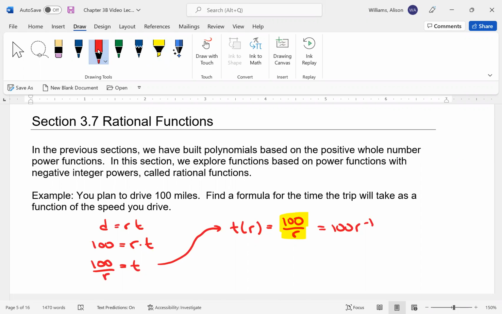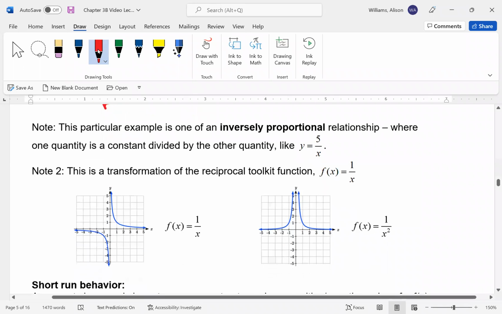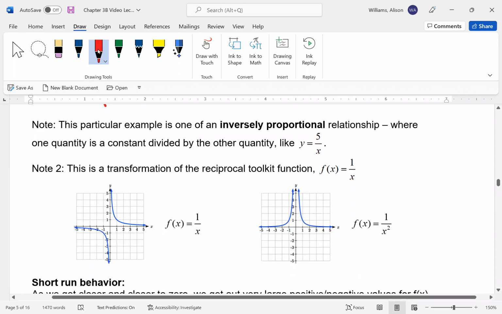Okay, so we dive in a little bit on this. First, this type of equation is called an inverse proportional relationship. You might have heard that before. That's when one quantity is divided by another, like in this example, y equals 5 over x. You might have heard of that in a previous class before. Also, we're really referring to some functions we've seen before, in particular the reciprocal function and the reciprocal squared function, the 1 over x and the 1 over x squared.